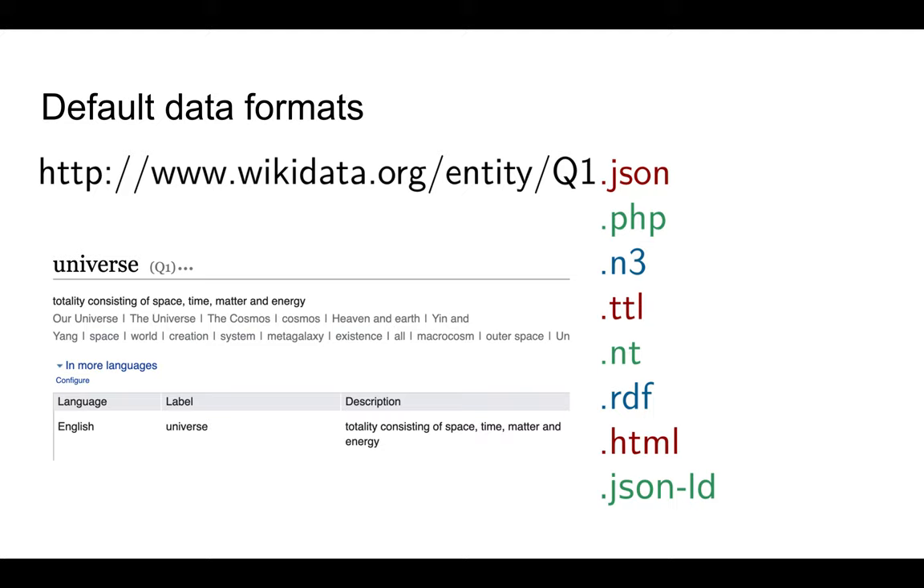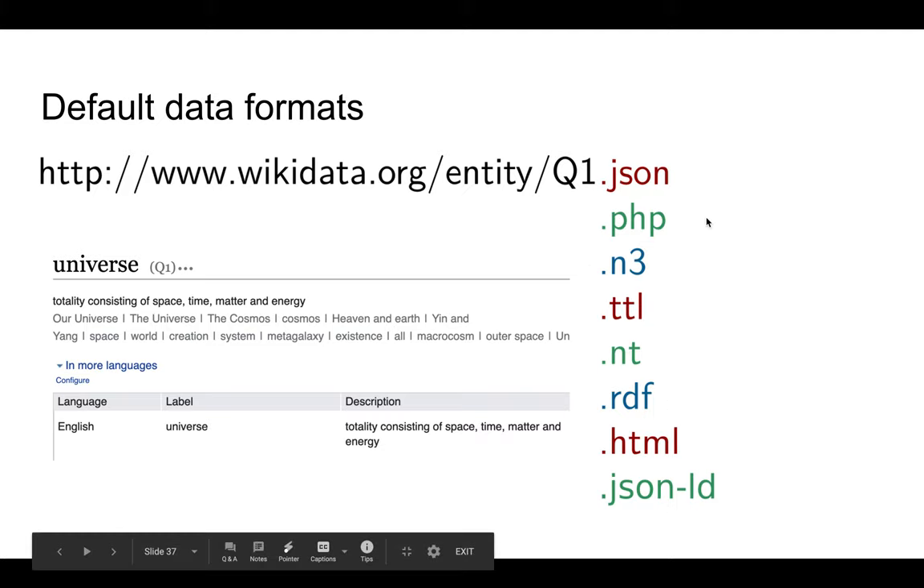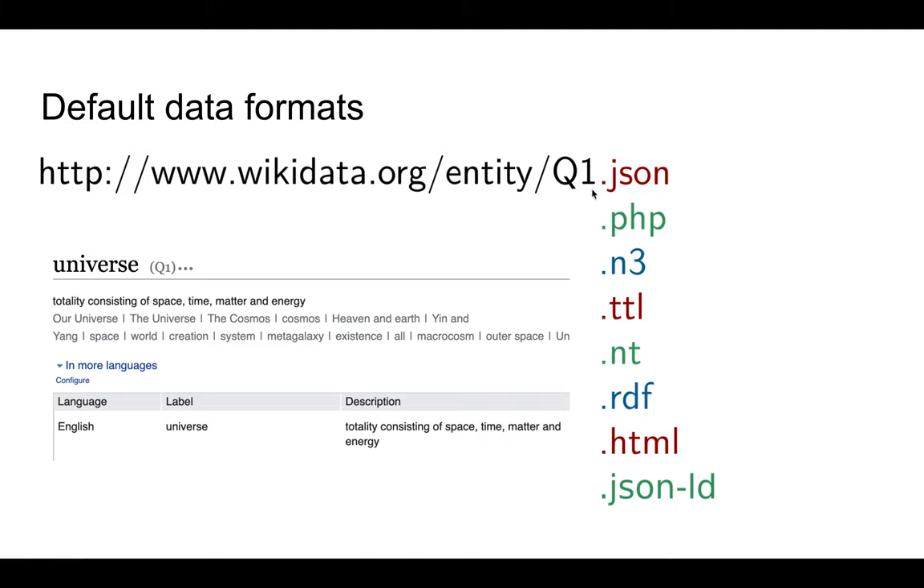So then the data in Wikidata is available in multiple formats. So for instance, for the item about the universe, if you use programmatic access, you can do content negotiation, you can choose any of those formats. If you browse to that URL by any browser, then the default content to be displayed is HTML.